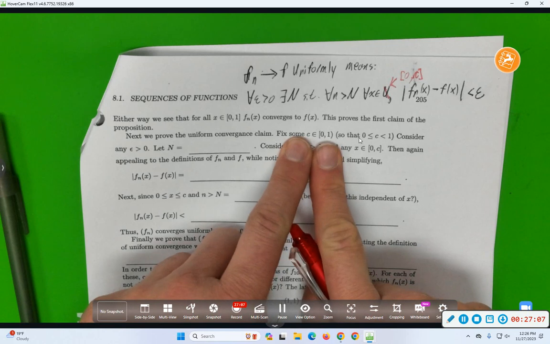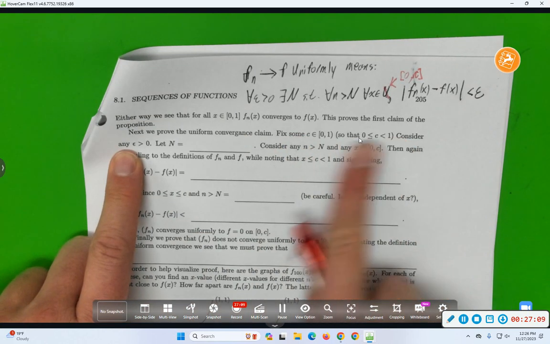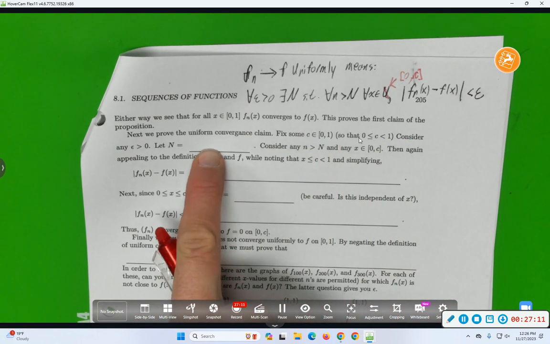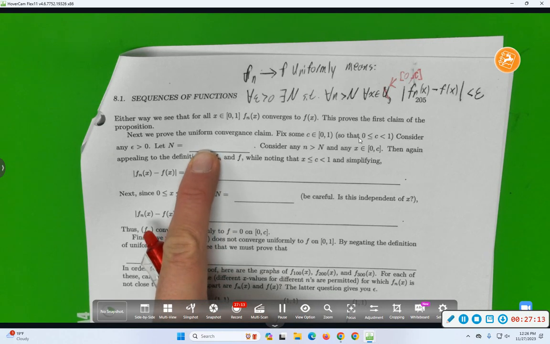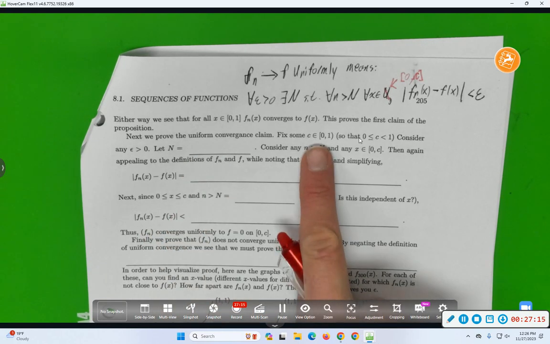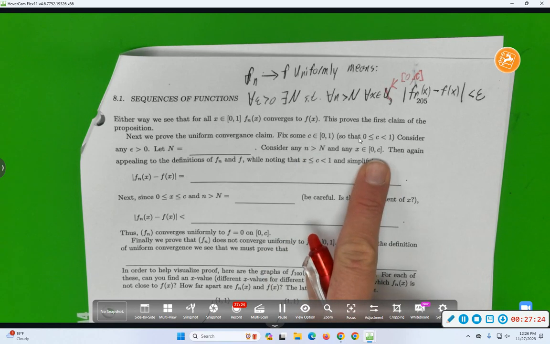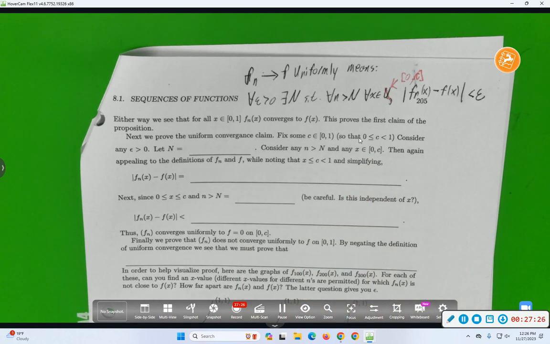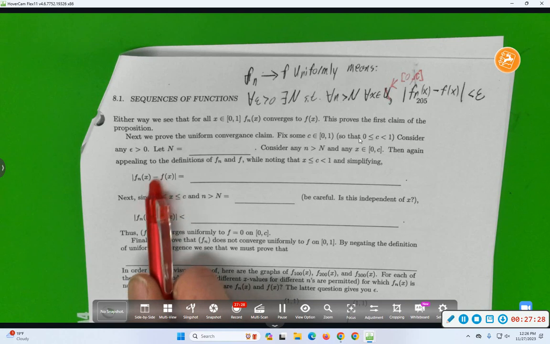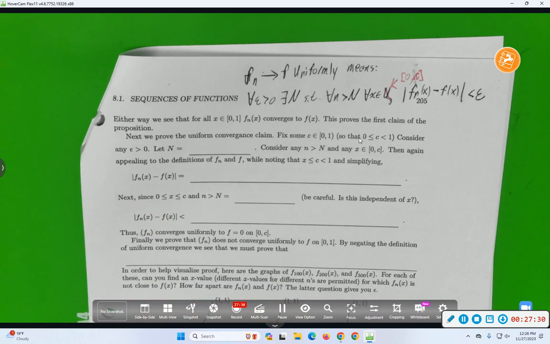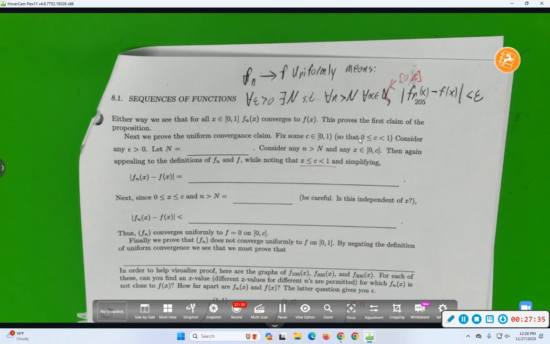So fix the c, consider any epsilon bigger than 0, and we'll need to come up with a choice of big N that can only depend on epsilon, and I guess also on c. It might depend on c. We'll consider any little n bigger than big N and any x between 0 and c. Then we'll go through a bunch of the same work. We'll try to compute the absolute value of f sub n of x minus f of x.